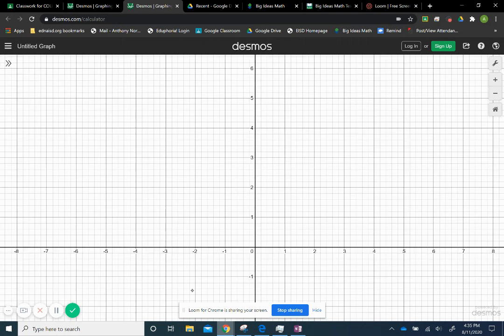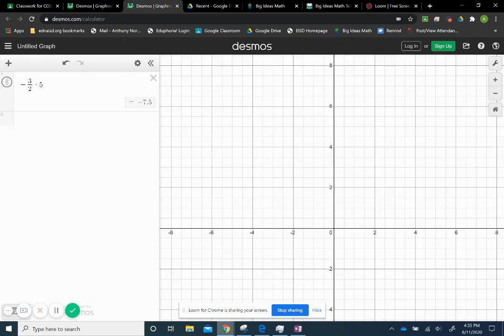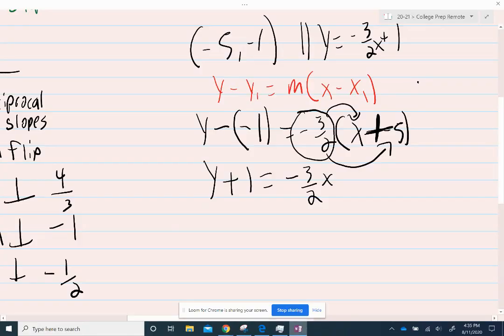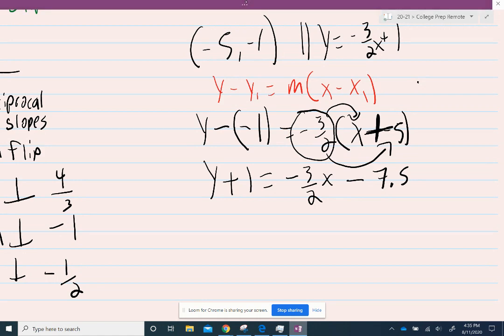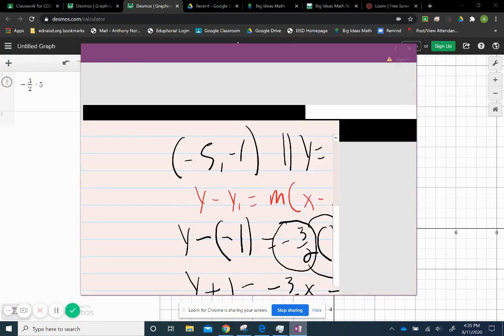If you feel so inclined, you can turn that into a fraction. You can use whatever online graphing calculator of choice. So negative 3 over 2 minus 7.5. So now we have to get y by itself to make it into slope-intercept form.